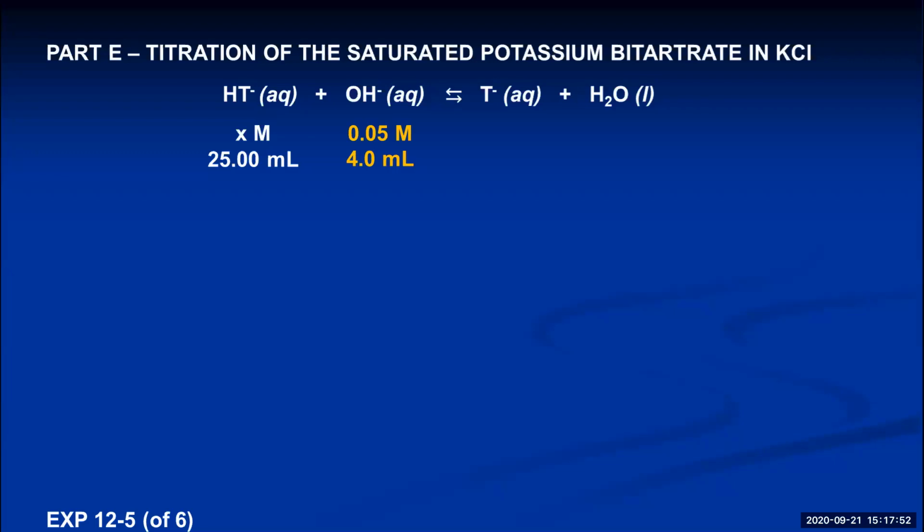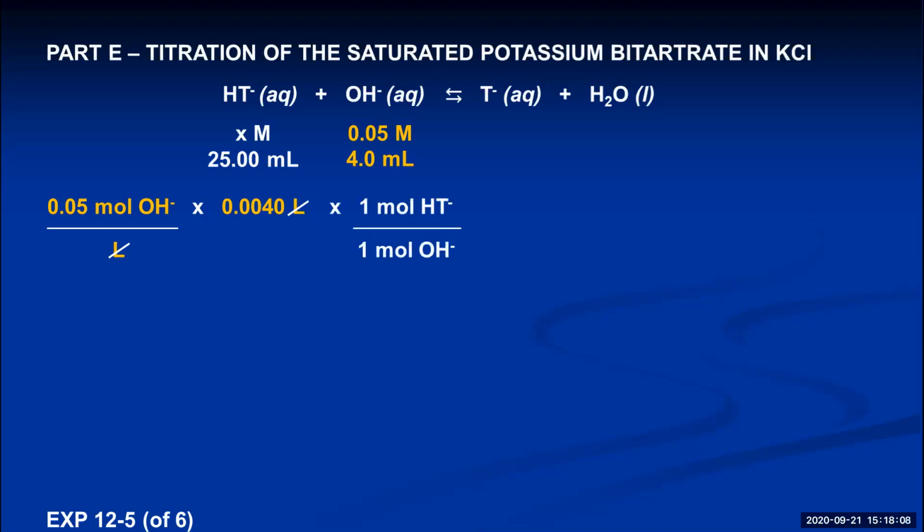So now let's solve for the molarity of the bitartrate ions in this solution. I'm going to take my molarity and volume and multiply them together to cancel out the liters to give me the moles of hydroxide that had to be used in the titration to reach the equivalence point. Second, the mole ratio, 1 to 1. 1 mole of hydroxide on the bottom, 1 mole of bitartrate on the top, so the moles of hydroxide cancel out. And now that we have moles of bitartrate, if I divide it by the volume, that's going to give me the molarity of the bitartrate ion in my saturated solution, and this comes out to 0.008.